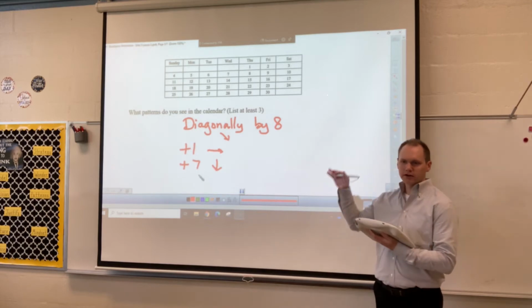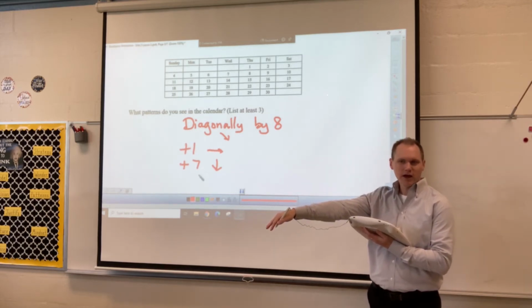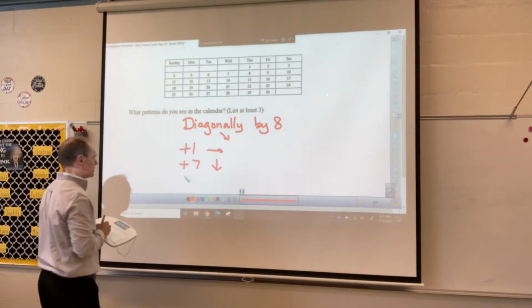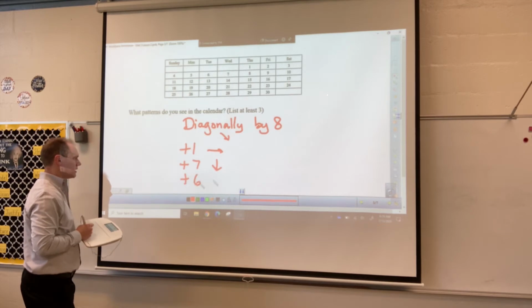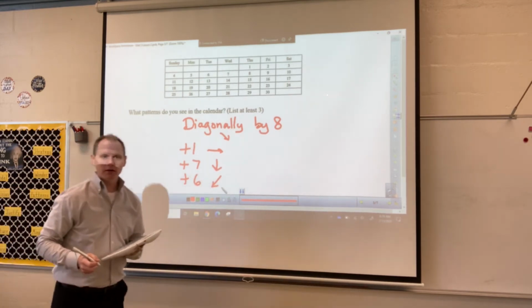Does anybody look at diagonally this way? What do you add there? 6. Add 6, yeah. So say plus 6 as you go diagonally this way. All right, any other ones?